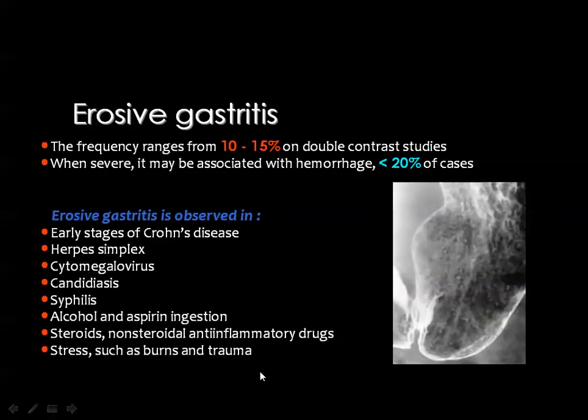I have mentioned that we have acute and chronic gastritis, but erosive gastritis means that there are some erosions in the gastric mucosa, and this can occur in many disease conditions, and you can see some of them, like Crohn's disease, which will be discussed in details in the sector of the small bowel, herpes simplex, cytomegalovirus, fungal infection, candida, syphilis, alcohol and aspirin ingestion, steroids and non-steroidal anti-inflammatory drugs, and also the stress, as in cases of burns and trauma.